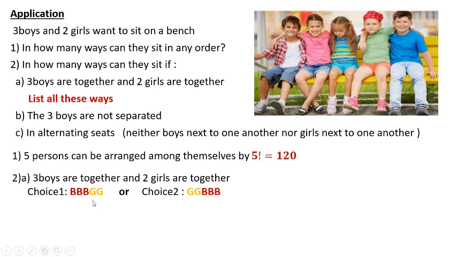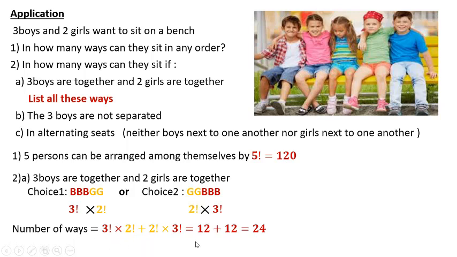Now, what about 3 boys? 3 boys can be arranged on their seats by 3 factorial, and the 2 girls can be arranged among themselves by 2 factorial. Similarly, for the other choice, 2 factorial for the girls and 3 factorial ways for the boys. Then the total number of ways will be 12 plus 12 equal 24. 24 is the total options in which 3 boys are together and 2 girls are together. We have not finished yet. We still have listing of these ways.